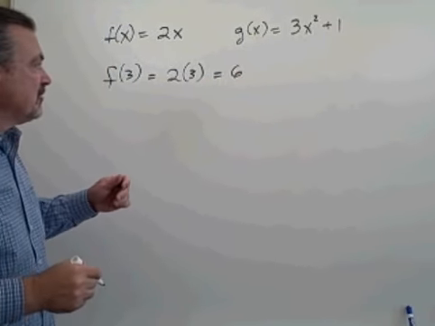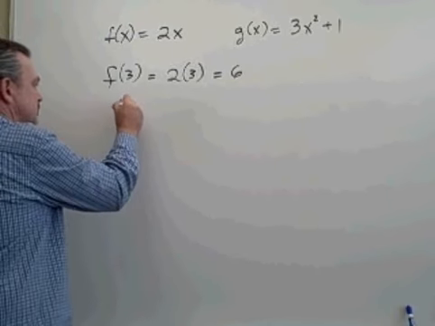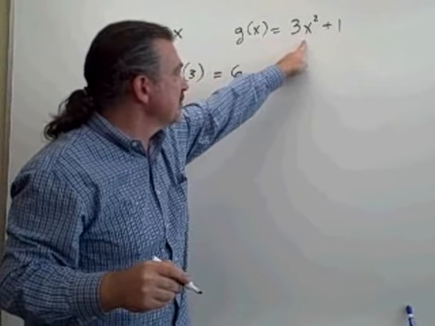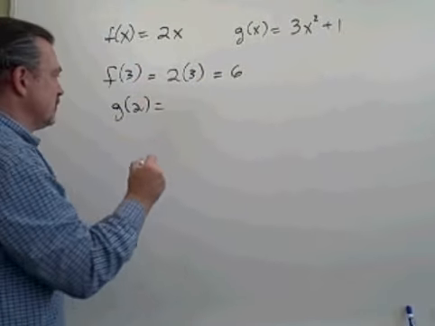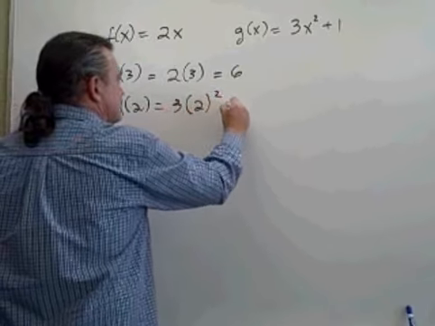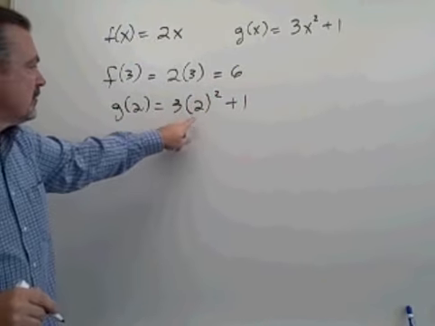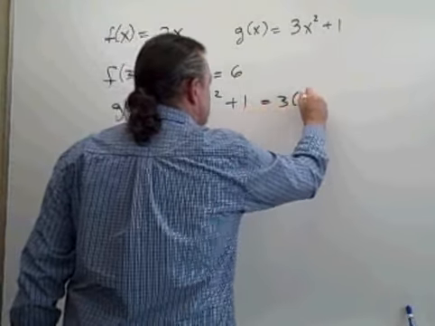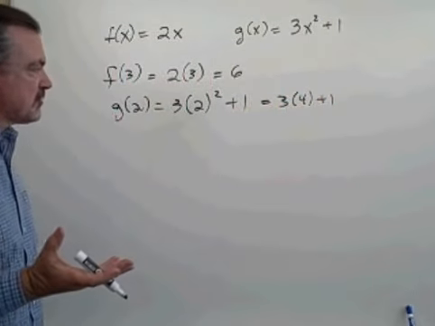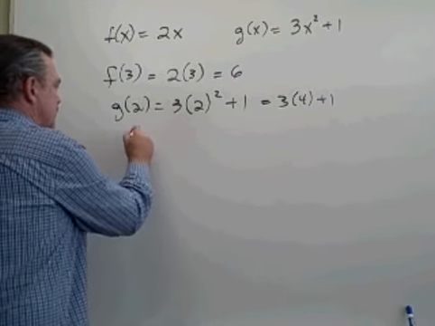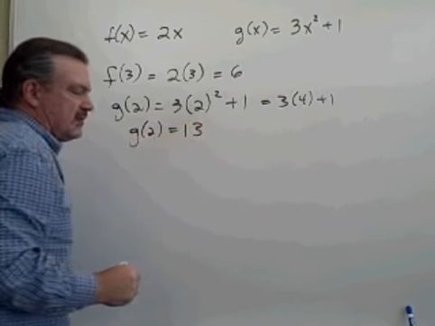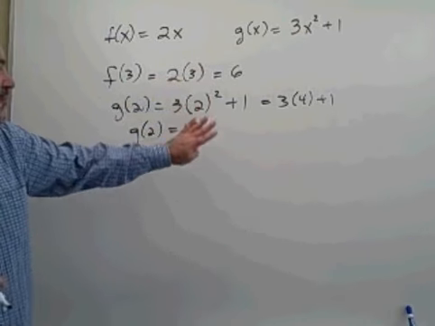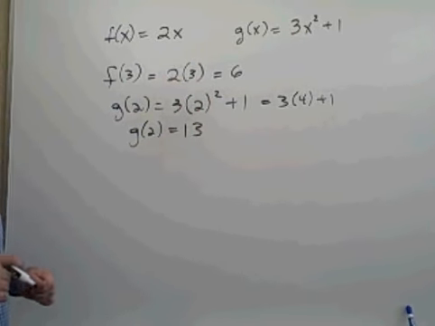Or we could find g of 2. And we would replace, in the expression for g, the x with 2. So 2 squared, do the exponent first. 2 squared is 4. 3 times 4 is 12. 12 plus 1 is 13. So g at 2 is equal to 13. The function value for this particular function is 13 when x is given the value of 2.